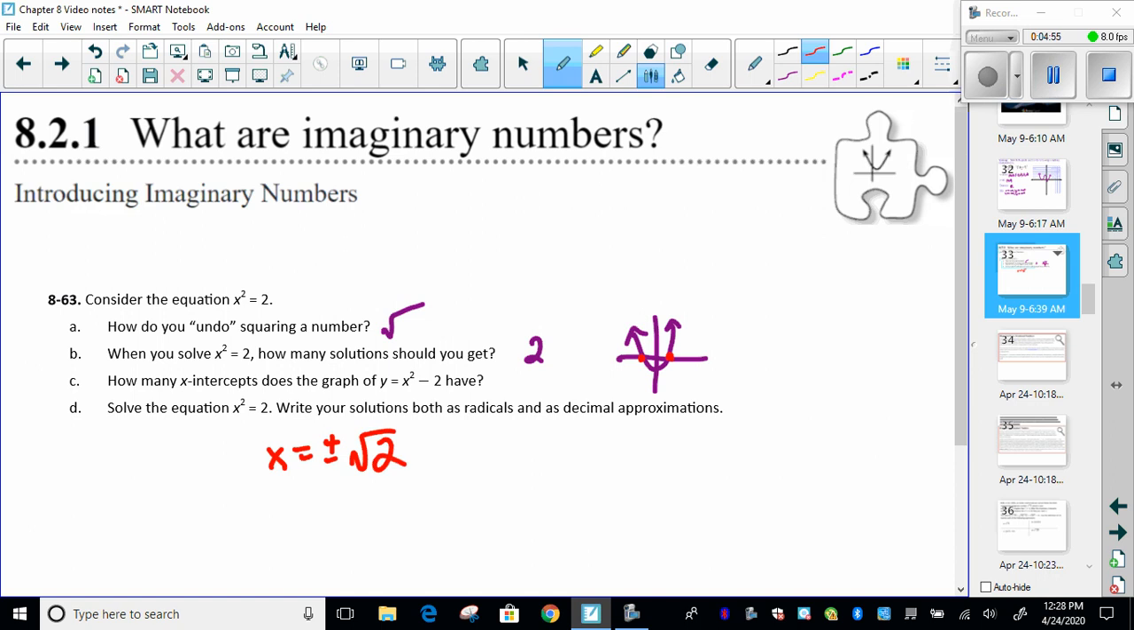So x equals positive and negative square root of 2. And we can decimal approximate those. It's approximately positive and negative 1.414. Okay, so radical approximation.